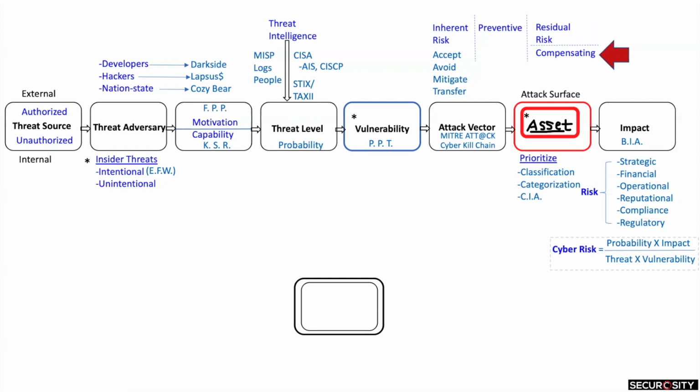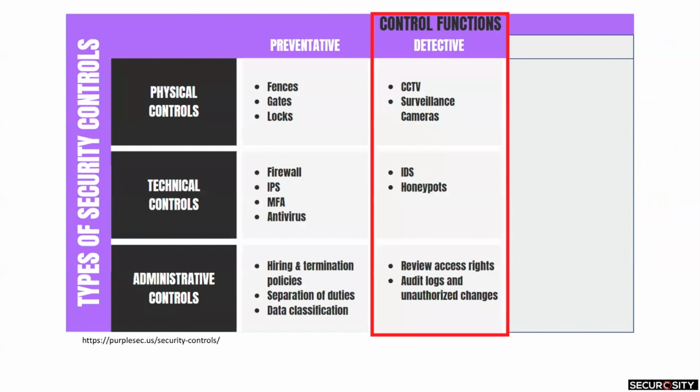Another control function is detective controls. They are after the fact. They are designed to identify anomalies or malicious activities and alert on these activities for visibility. They can also help to determine whether existing preventive controls are working as intended. Examples of detective controls include, for physical controls, surveillance cameras. For technical controls, we implement intrusion detection systems and logs. And for administrative controls, we review access rights on a regular cadence.